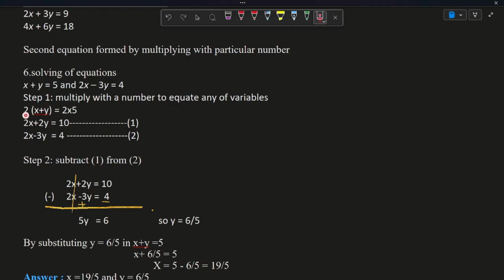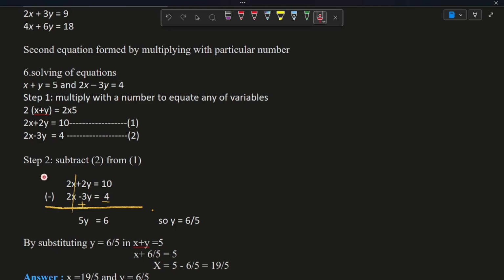For example, 2 into (x plus y) equal to 2 into 5. I am just multiplying x plus y by 2. So 2 into x is 2x, 2 into y is 2y, giving 2x plus 2y equal to 2 into 5, which is 10. So after multiplying the first linear equation by 2, I got 2x plus 2y equal to 10. I'll keep the second equation as it is, 2x minus 3y equal to 4.